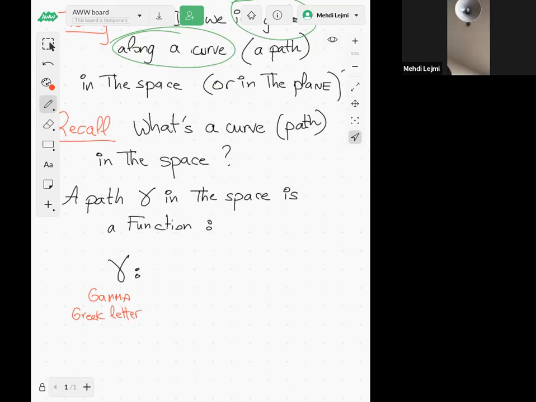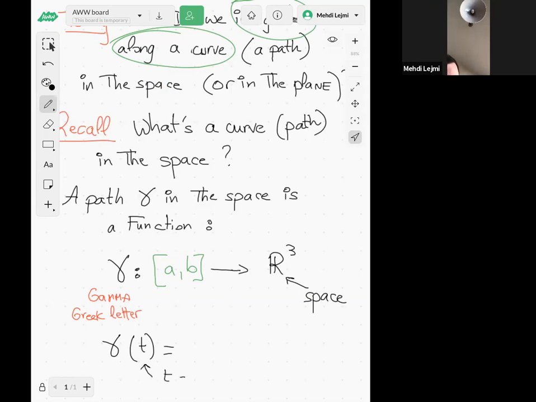Anyway, so gamma is a function from an interval [a, b] to R3. R3 again is the space. So we have this function from this interval [a, b] to the space. So gamma of t. The variable here is t. So t belongs to the interval [a, b], right?